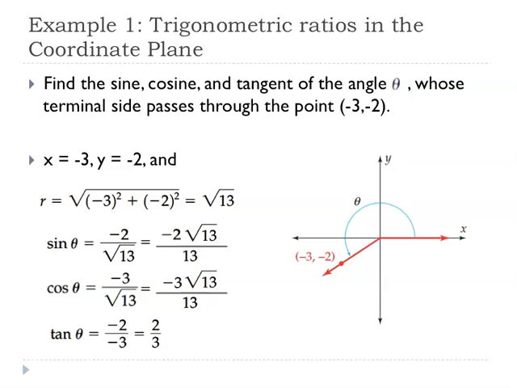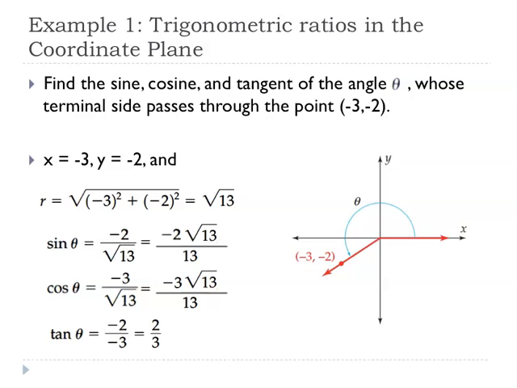All right, so now you know how to find the trig ratios if you know a point going through the terminal side, what that point is. You can find r. After you find r, it's just y over r for sine, x over r for cosine, and y over x for tangent.